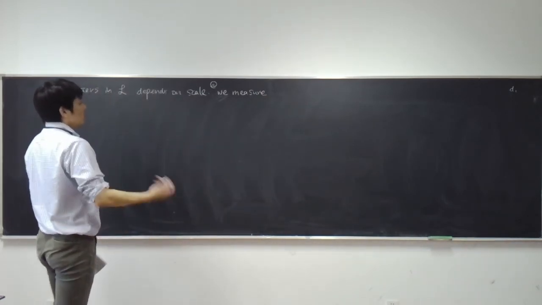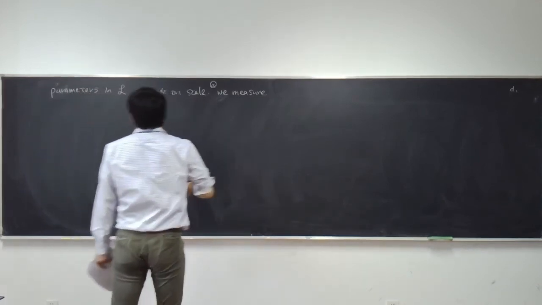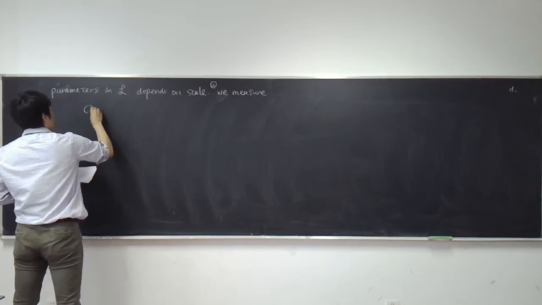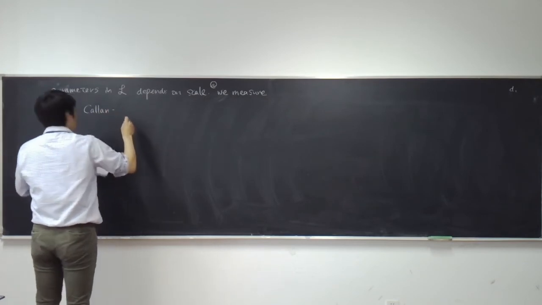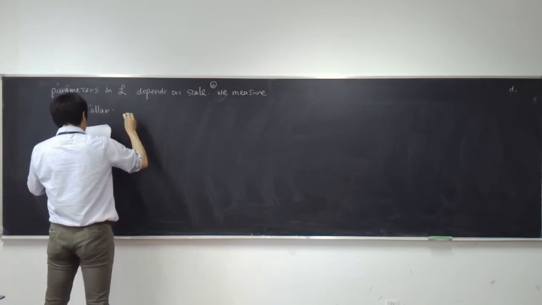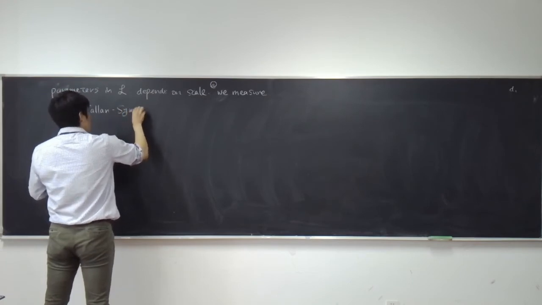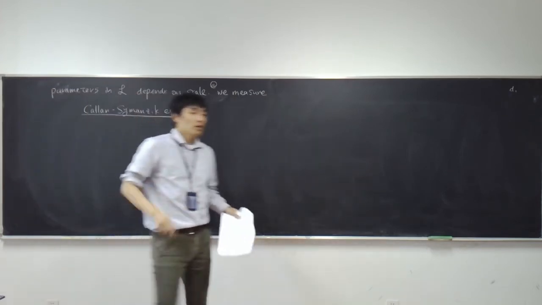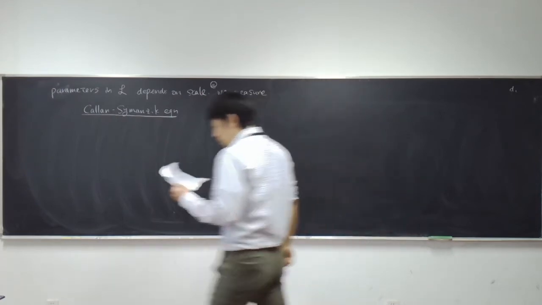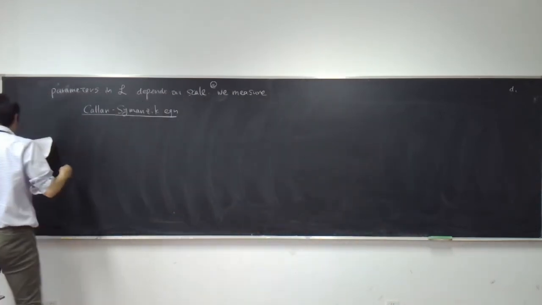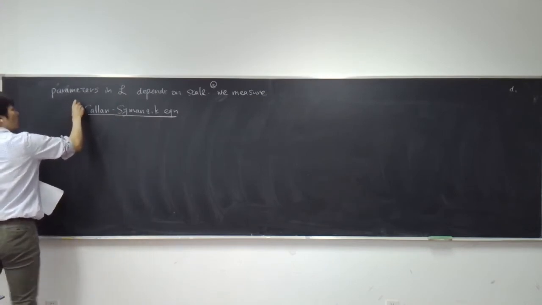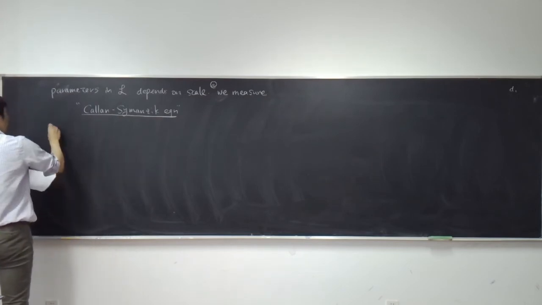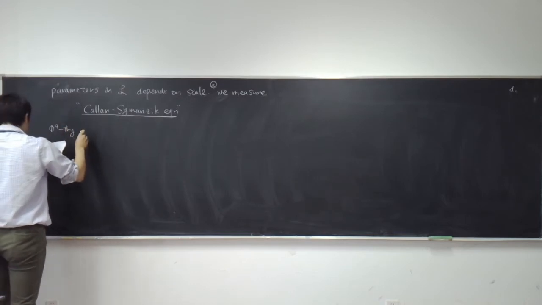But the efficient way to find the dependence on the scale is to use the so-called Callan-Symanzik equation. This is the topic of the second half of today's lecture. So let's recall, to introduce this Callan-Symanzik equation, that last time in the phi-four theory we imposed the renormalization condition.